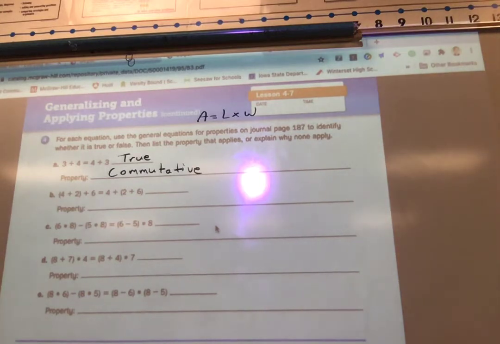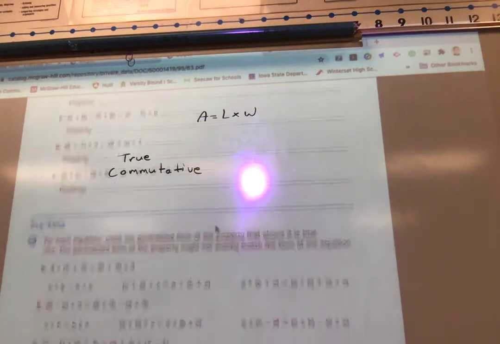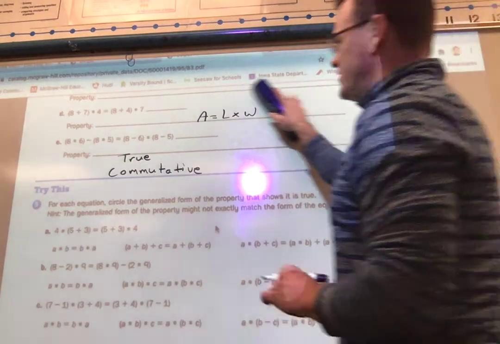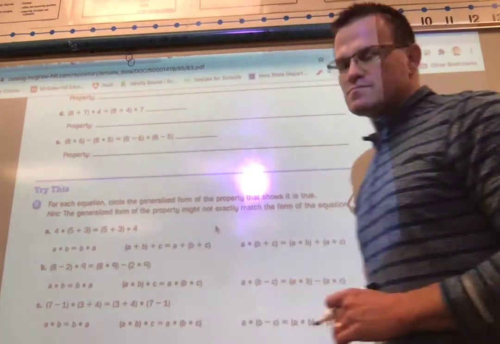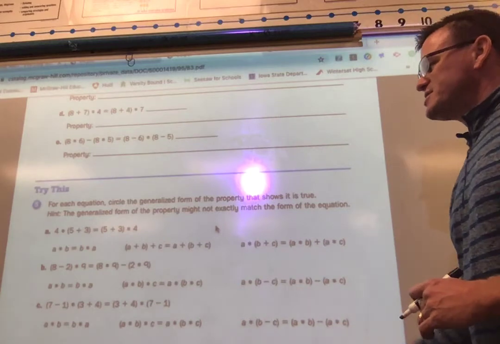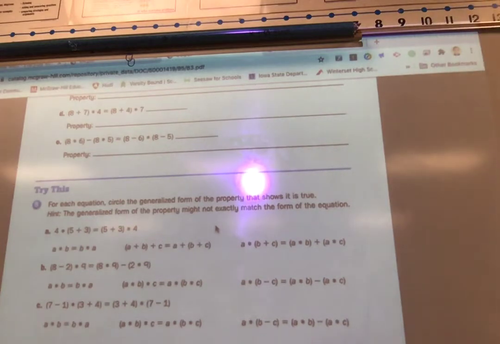All right, another example on this page. Go down here and look at 5. It says for each equation, we're going to circle the generalized form of the property that shows it's true.